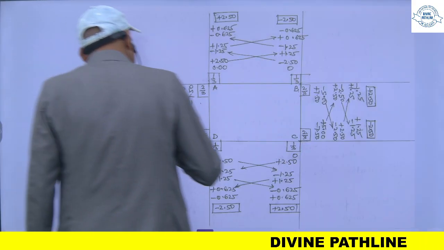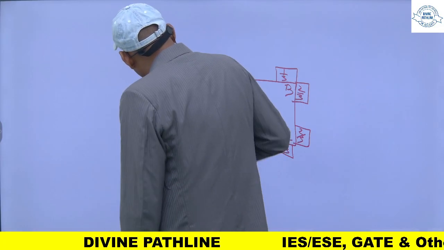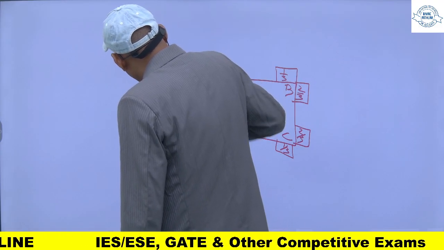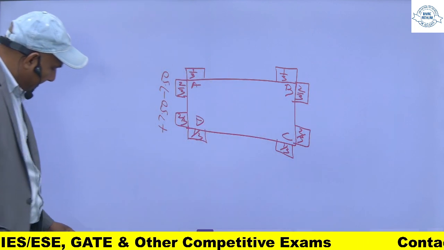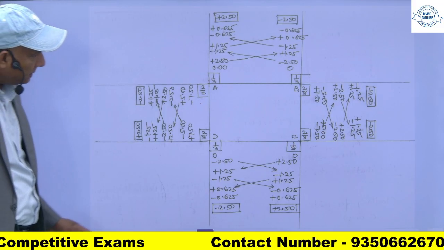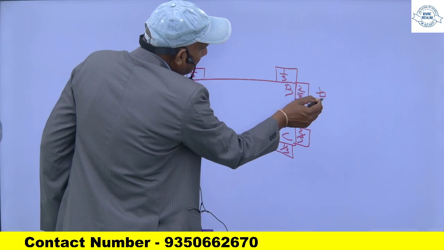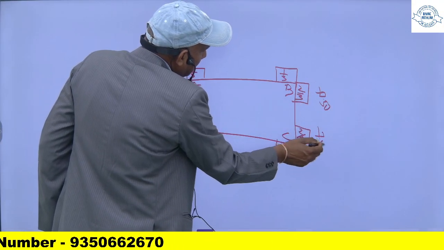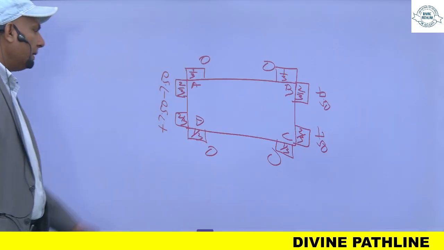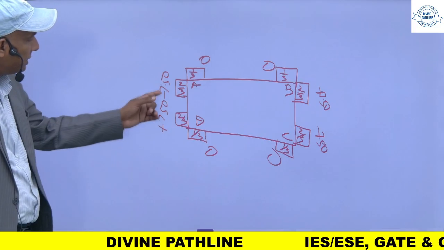Now, the moment is minus 7.5, plus 7.5. For this member, it is plus minus. And for this it is 0, 0. Now, if you see at this joint, the sum of this plus this must be equal to 0. It is not 0, it is minus 0.75.